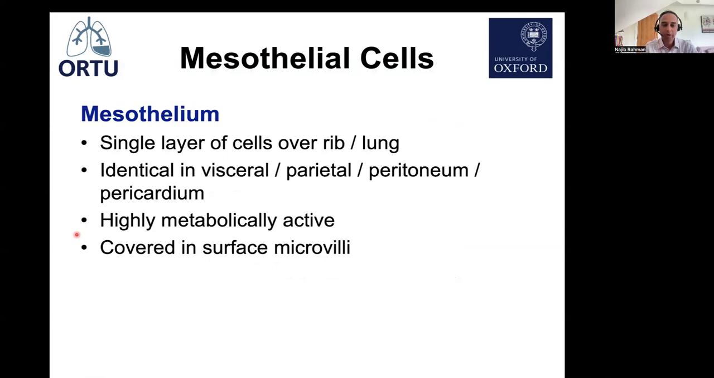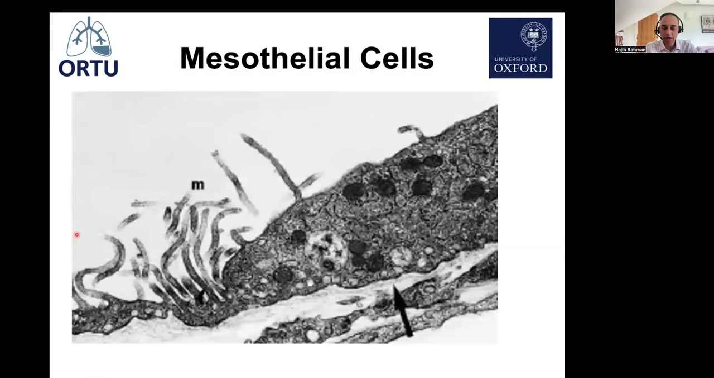But it is not a boring tissue. It's very metabolically active and covered in surface microvilli, which is typical of cells that have high metabolic and secretory activity. And this is what it looks like under electron micrograph. So this is the pleural space just here. Here is a mesothelial cell individually, and you can see these multiple microvilli at its surface. And we'll talk about what these spaces are in a second.